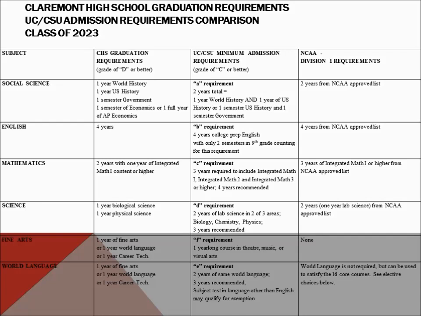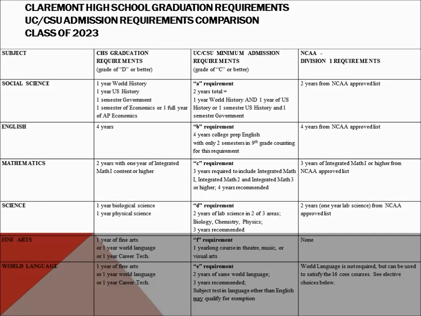And for a select few of our students who are thinking about collegiate athletics, the last column is important because you want to make sure that you're doing what you need in order to stay in compliance with the NCAA Division I requirements as well. So let's get started, and I'll also say that you can find this information on our CHS website.